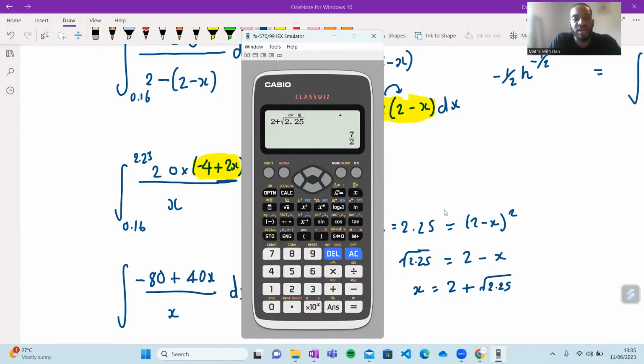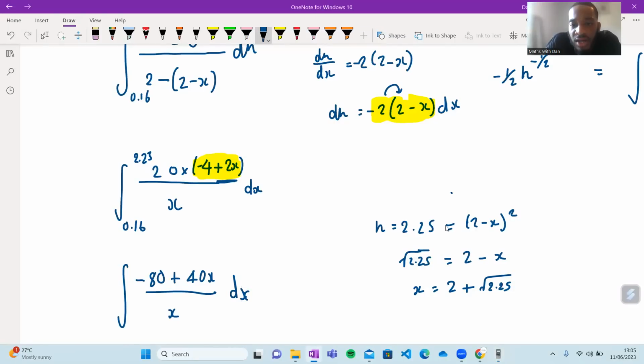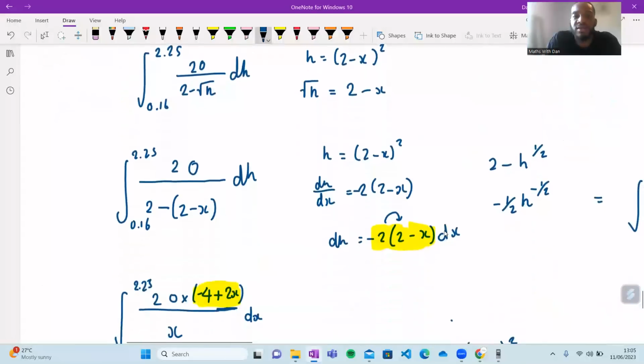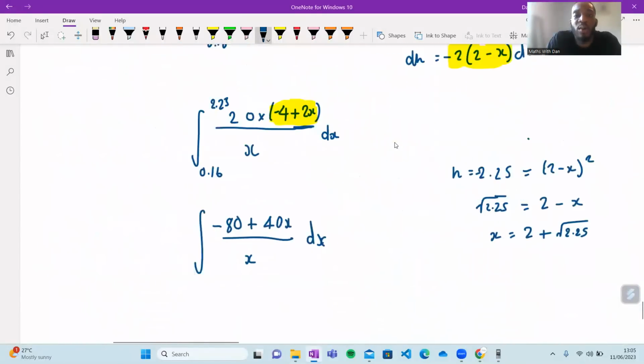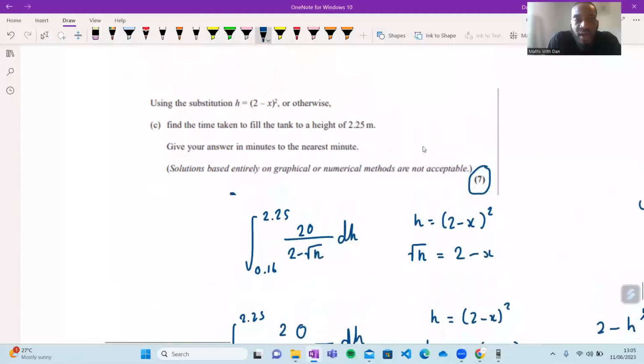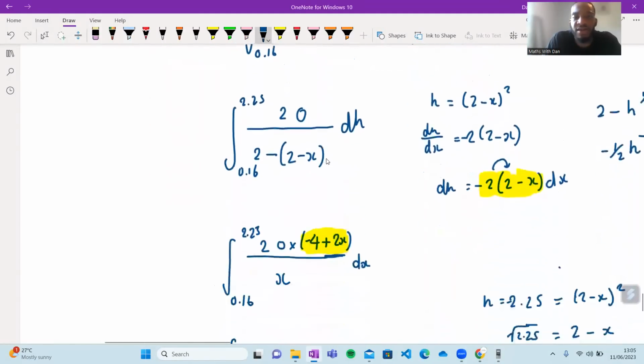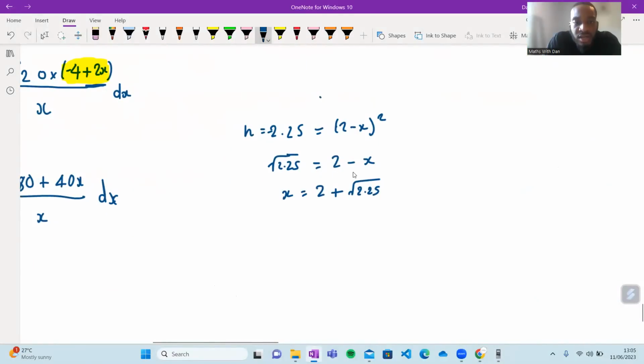Let me just double check that. Is that okay? 7 over 2. Yeah, that looks fine to me. Is it 2.25? Let me just make sure. Yeah, that's all fine. Oh, wait. Let me just double check. h was equal to that. Yeah, that's fine. Oh no, sorry, it's not. It's minus, isn't it? This is a minus, because that will go there and that will go there.